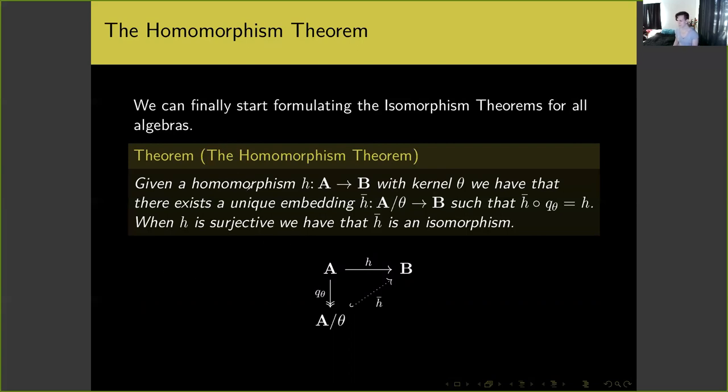So if we have a homomorphism H from an algebra A to some other algebra B whose kernel is theta, then there exists a unique embedding, H bar, which takes the quotient algebra A mod theta to the algebra B, so that if I compose H bar with Q theta, the quotient map, I get the original homomorphism H. When H is surjective, H bar is an isomorphism, and so that homomorphic image B is, up to isomorphism, nothing but the quotient algebra A mod theta.